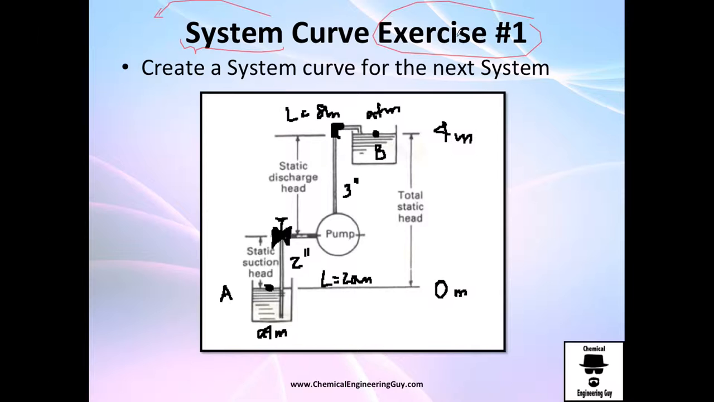So here we go. They ask you for this system, we've got point A, point B, the length, the pipe size here and here, a valve here and an elbow, the height, and the length of this pipe as well. We've got the pressures, which are atmospheric. For this system, they tell you to create the system curve. What does that mean? It's essentially finding the head of the system, which is how much pump requirement is needed for various flow rates.